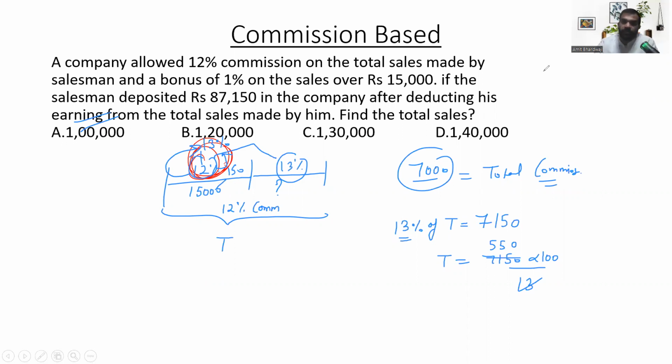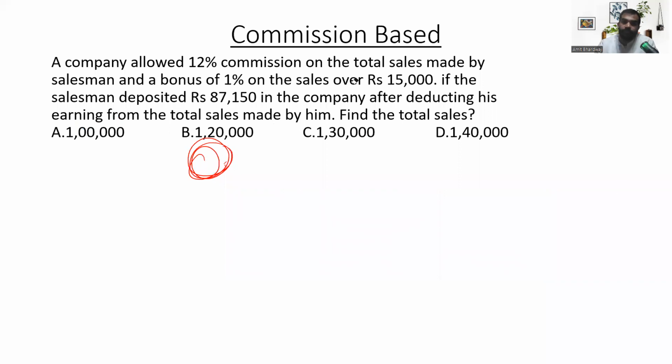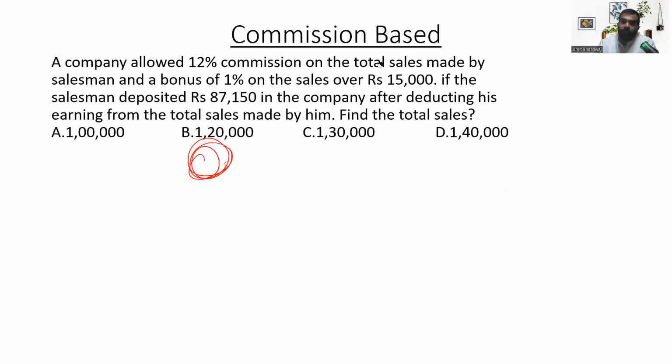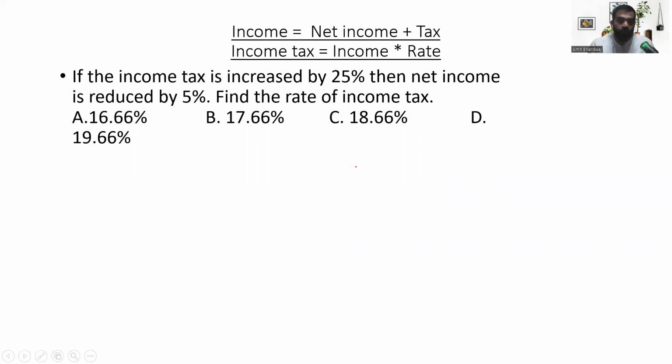Let's take one more example on the commission so that you can understand actually what I'm saying. I'm just trying to remove this circle. No issue. Let's move to the next question. Next we have this. After commission based, now we will do the income tax question.